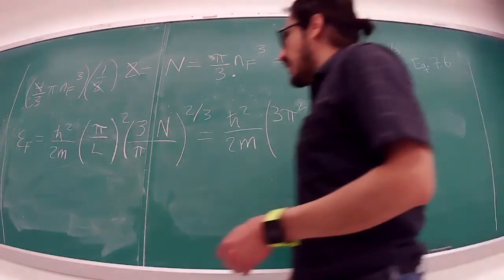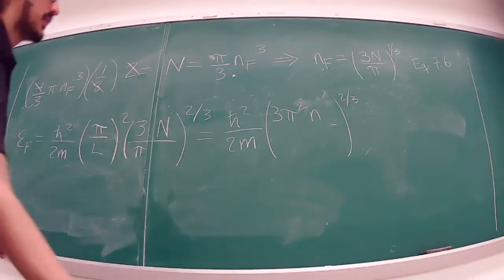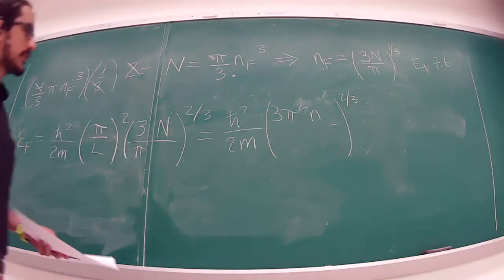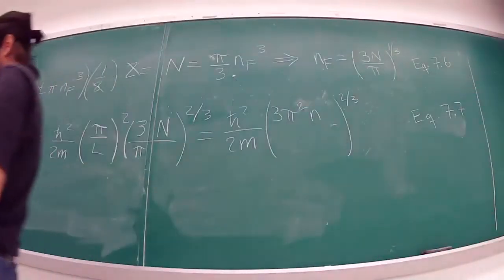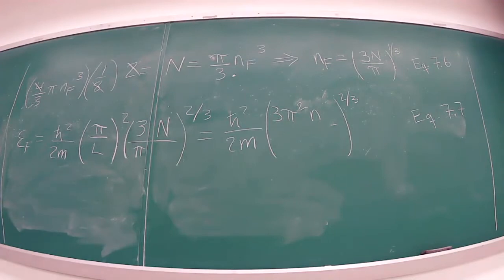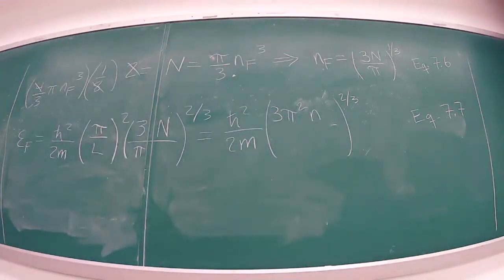So we know the energy of the most energetic particle in these degenerate Fermi gas. So this one is equation 7.7. All right, so we know the energy of the most energetic particle. So we can also get the energy of the ground state of the system. So that one is going to be, let's call it U naught. It's 2 because we have up and down.